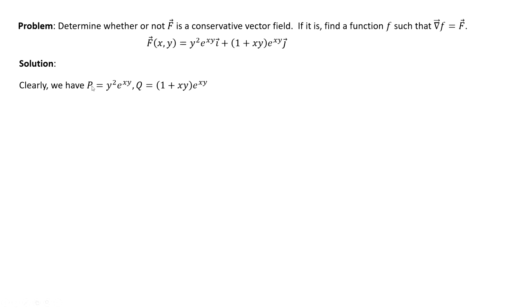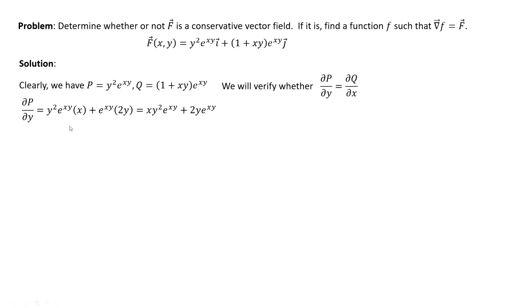We will identify what P and Q are, and then we'll verify whether partial P with respect to y equals partial Q with respect to x. As simple as that. Now, do I need to insult your intelligence by asking how you differentiate this partially with respect to y? With respect to y, okay, that's clearly product rule.